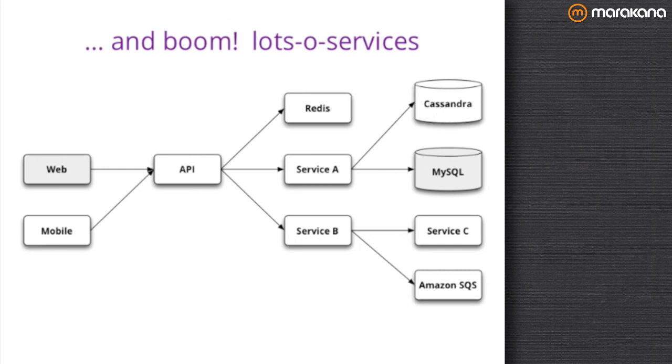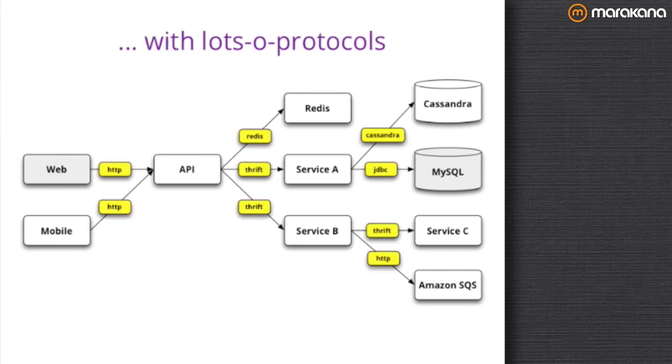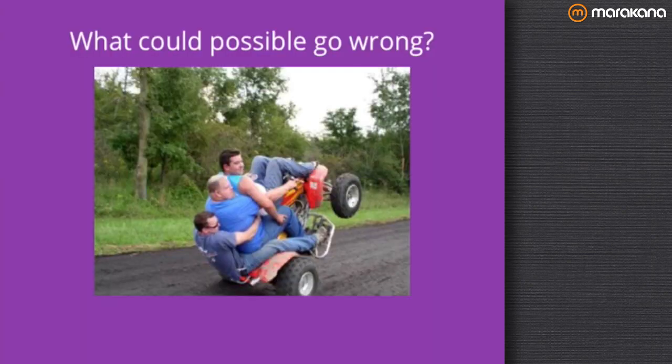So in addition to that, not only do you have lots of services, but most of these services have their own protocols. You got a little bit of HTTP here, a little bit of Thrift over there, some JDBC, Cassandra, Redis, etc. And typically, each one of these protocols comes with its own libraries, jars, etc. to go manage it. With all this stuff, hey, what could go wrong?